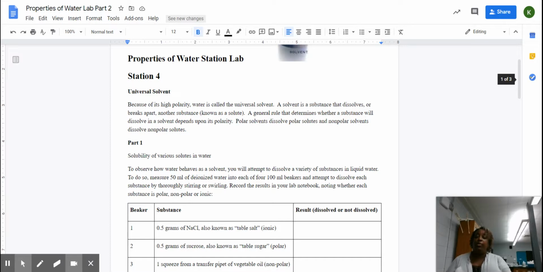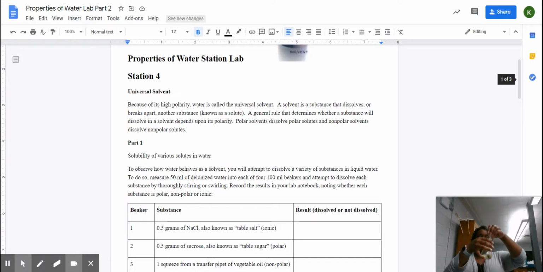Now it says we're going to squeeze one squeeze from a transfer pipette of vegetable oil. So here's our vegetable oil that I have in a flask. Here's our transfer pipette. If you were doing it at home, if you have any type of medicine dropper, you could do that. Or even from this lab, you could just use a spoon and spoon some into your glass of water.